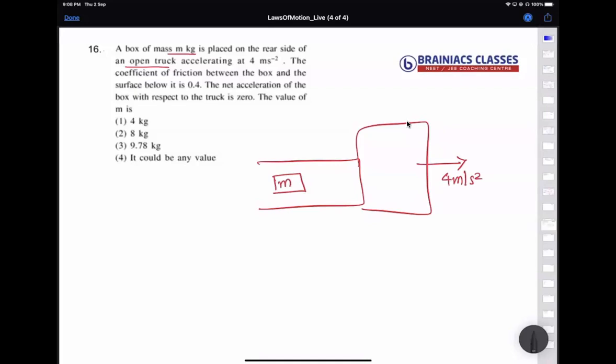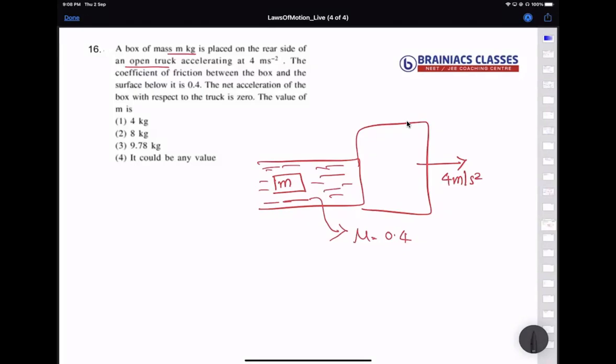The coefficient of friction between the box and the surface below is given. This is our truck's surface, and the mass m is on a rough surface. The friction value is 0.4. This is what is given in the question.